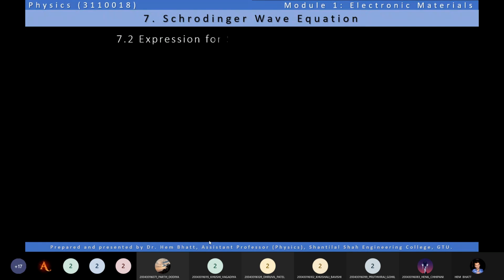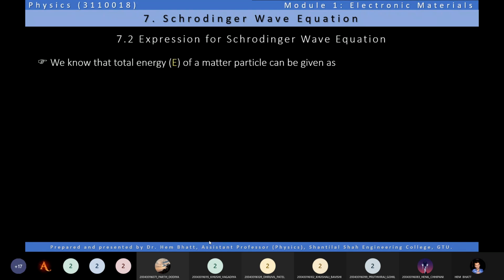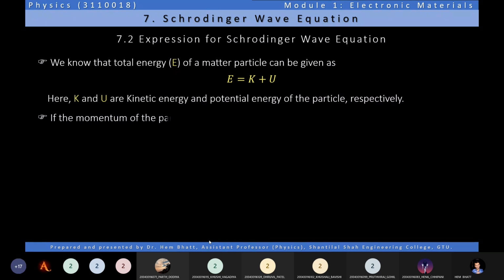Okay. Then how to derive expression for Schrodinger wave equation? એનું સૂત્ર કેવી રીતે તારવવું? So we know that the total energy E of matter particle can be given as E is equal to K plus U. What is K here? Kinetic energy. U is potential energy. So K and U are kinetic energy and potential energy respectively. If the momentum of particle is P and mass is M, then K can be written as P square by 2M. And then our equation becomes like this. E is equal to P square by 2M plus U.